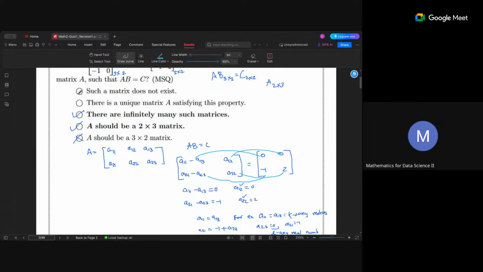So the options that such a matrix does not exist is incorrect, and that there exists a unique matrix is also incorrect.